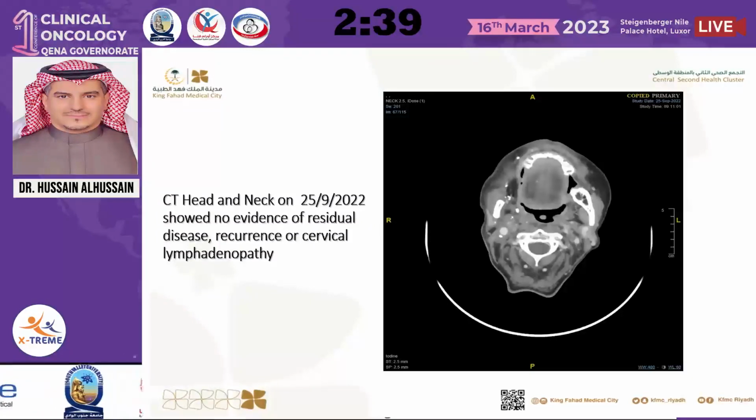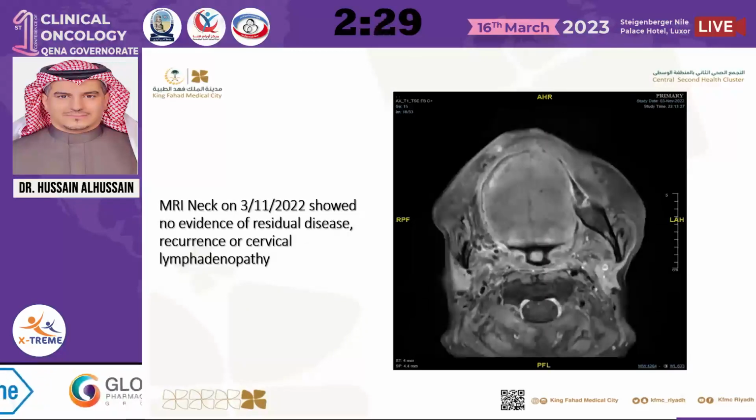Next. CT head and neck was done a few months later. That showed no evidence of residual disease, recurrence, or cervical lymphadenopathy. Next. MRI neck was done a few months later. That showed no evidence of residual disease, recurrence, or cervical lymphadenopathy. So now we are almost 6 months post-treatment. Next.